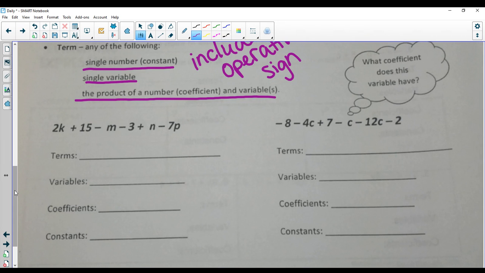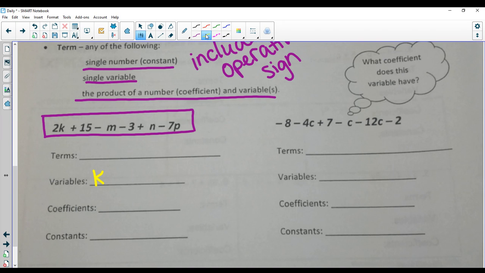Okay? So here, let's look at variables first. We've got this long problem right here. What are the variables in this problem? K, M, N, P. So it's going to be the letters. The variables are the easiest thing to identify because it's the letters, right? What are the coefficients going to be? 7. And that's it, right? There's no other numbers attached to a variable, is there? No, so that's all the coefficients.